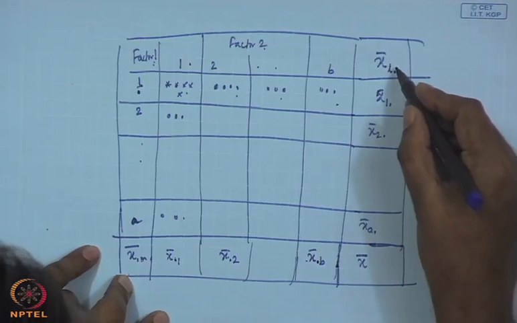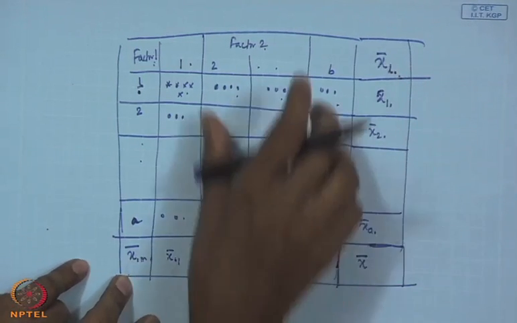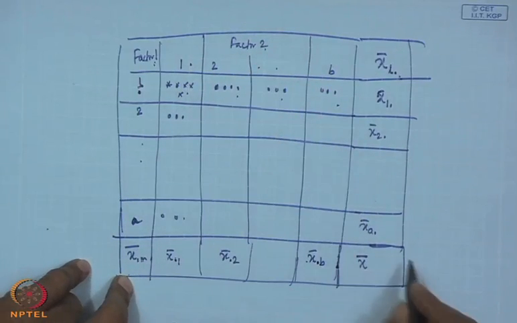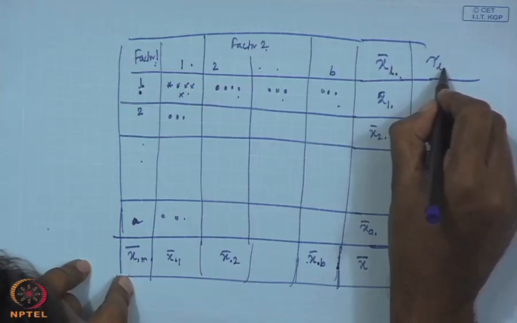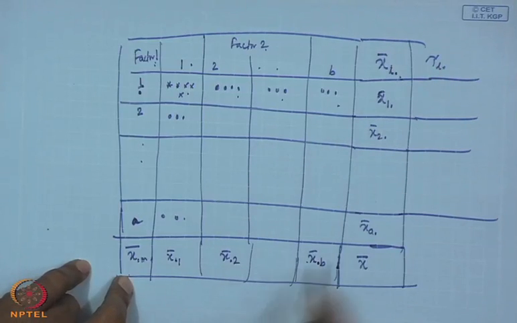Now, as you have computed this x bar L dot ignoring factor 2, can you not find out tau L dot, this minus grand?